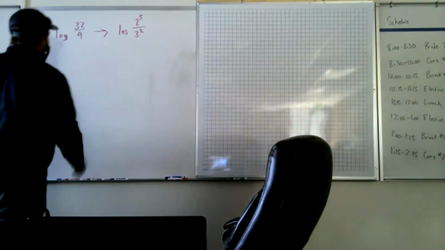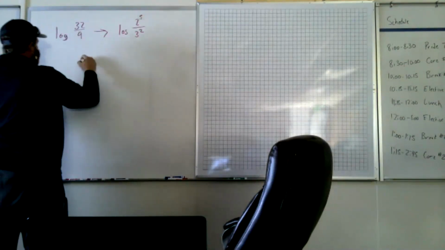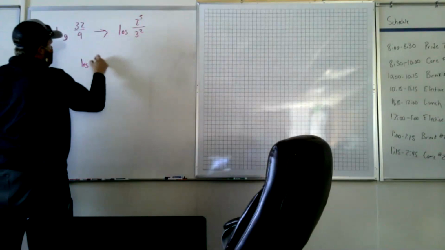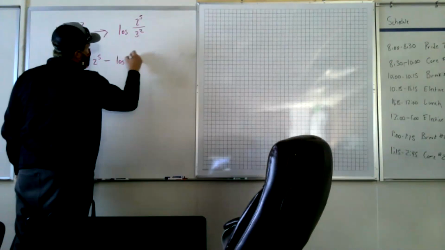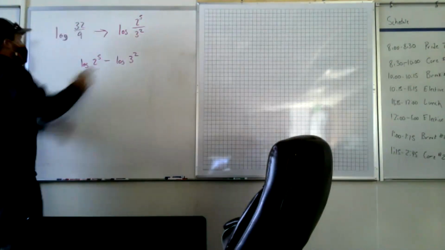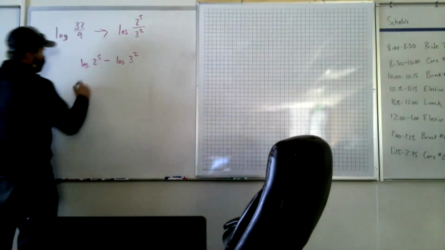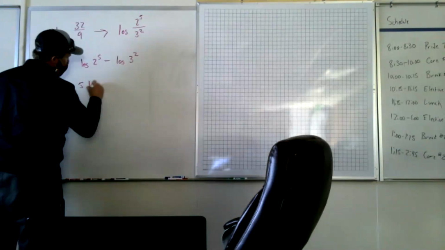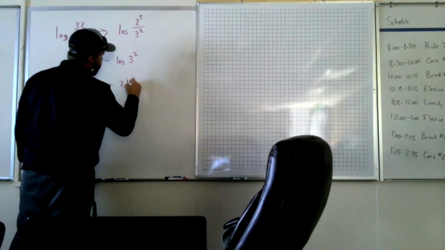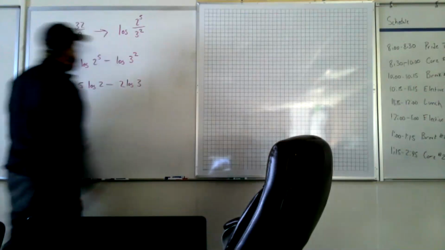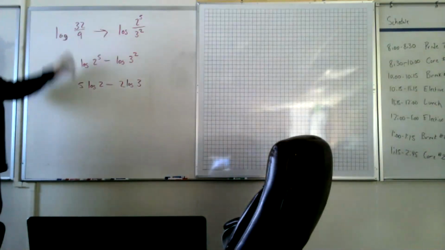Now I can use the quotient property, which allows me to split these and put subtraction in the middle. So that's the log of 2 to the 5th minus the log of 3 squared. And the last part is to bring my exponents out front using the power property of logarithms. So it's 5 log of 2 minus 2 log of 3. This one we have to be exact, okay, because it started out as 32 divided by 9.